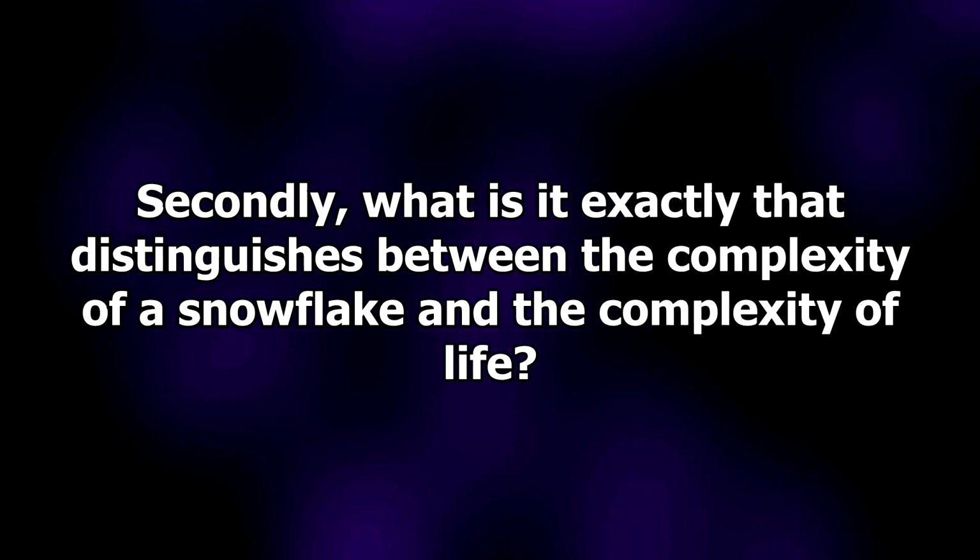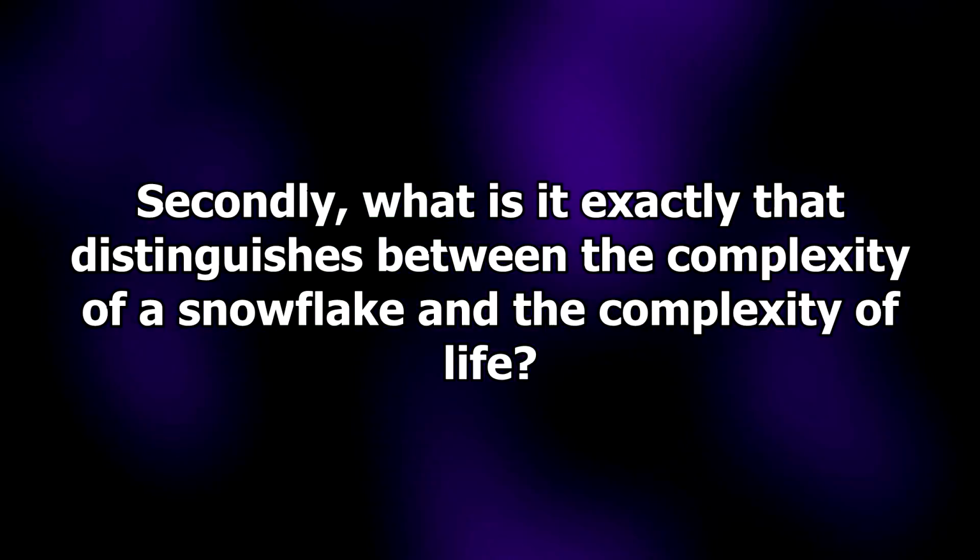Secondly, what is it exactly that distinguishes between the complexity of a snowflake and the complexity of life? The snowflake exhibits ordered complexity. A snowflake or ice crystal is a repetitive arrangement of atoms, and so it's ordered. Think of coding a computer with the instructions to type A, B, C, and D, and then repeat it over and over again. This is highly repetitive complexity, but in this case, an ice crystal is just a highly repetitive geometric order.